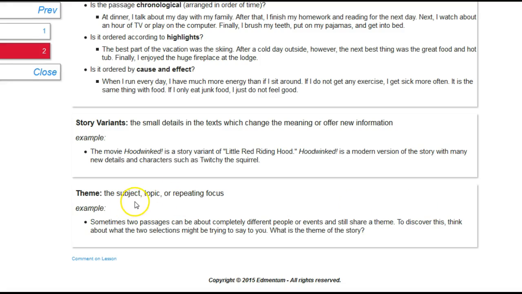And theme, or the subject, topic, or repeating focus. Sometimes two passages can be about completely different people or events and still share a theme. To discover this, think about what the two sentences might be trying to say to you. What is the theme of the story?